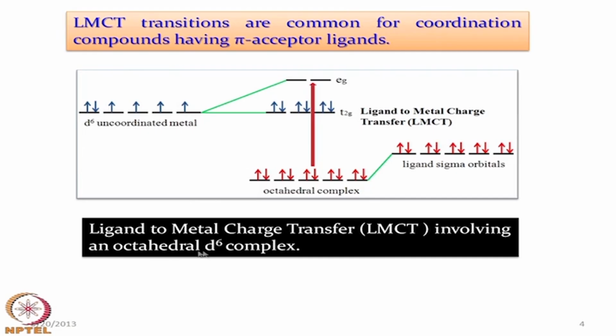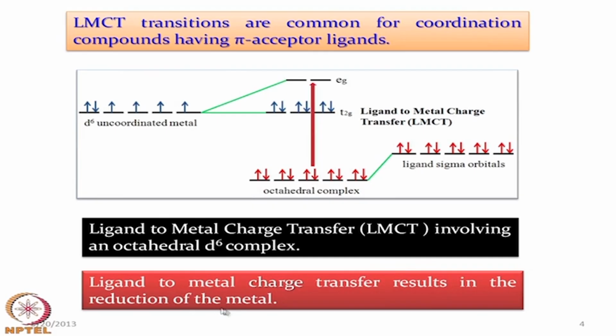So, we have the ligand to metal charge transfer involving an octahedral d6 complex. In case of an octahedral d6 complex, which is definitely low spin, we see the transfer like this, and for this particular case we can have the corresponding separation, which will tell us at which wavelength we can see the transition, and experimentally we can measure the corresponding intensity.